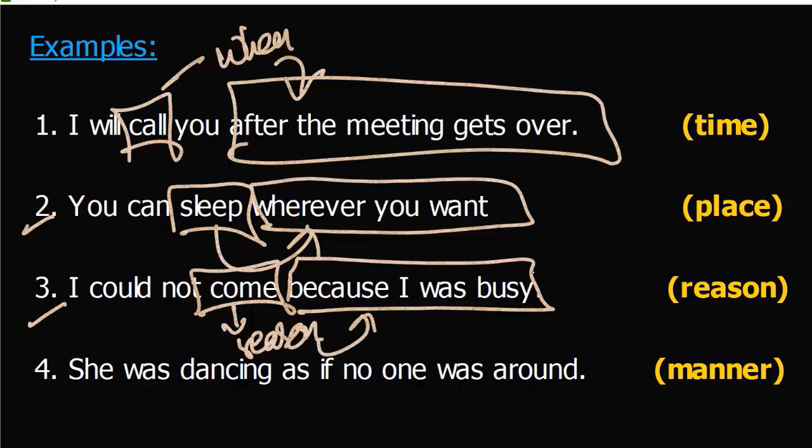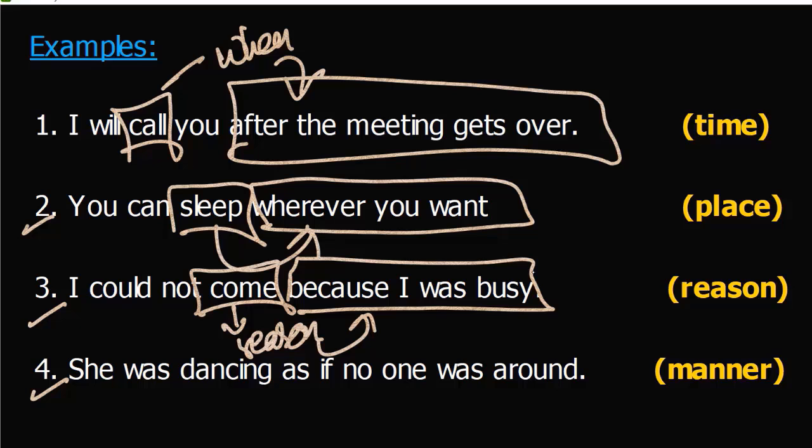So, because I was busy is a dependent clause working as an adverb, modifying the main verb of the sentence, giving the reason why the action happened or didn't happen, right? I could not come. Why? Because I was busy. All right, so it's working as a reason. Last, not the last on this page, right?